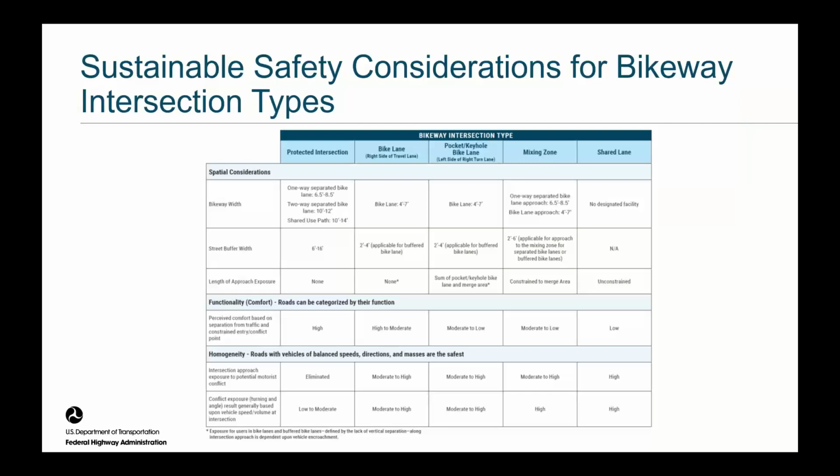We wanted to focus on giving you some of those key dimensions of what is the bikeway width, along with what is a street buffer width. That is really important for each one of these intersections. We gave some ranges, knowing that your community and the context you're working within, potentially the constrained right-of-way, could be very different. But it's really important for us to have those numbers available when we're thinking about that entire functional area.